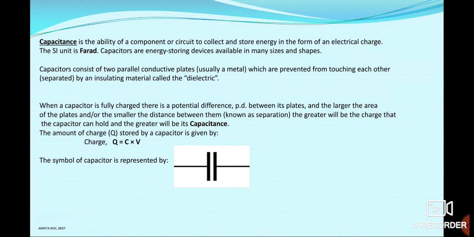So when the capacitor is fully charged, there is a potential difference between the plates, and the larger the area of the plate or the smaller the distance between them, the greater will be the charge that the capacitor can hold and the greater will be its capacitance. Now the amount of charge stored by a capacitor is given by the relation Q equals C times V. The symbol of a capacitor is represented as shown in the diagram.